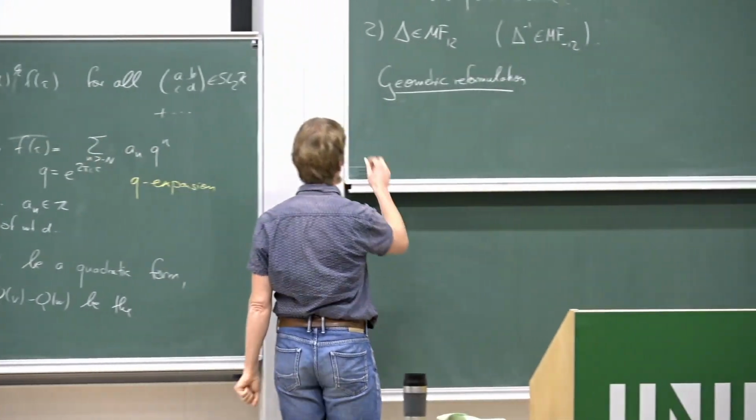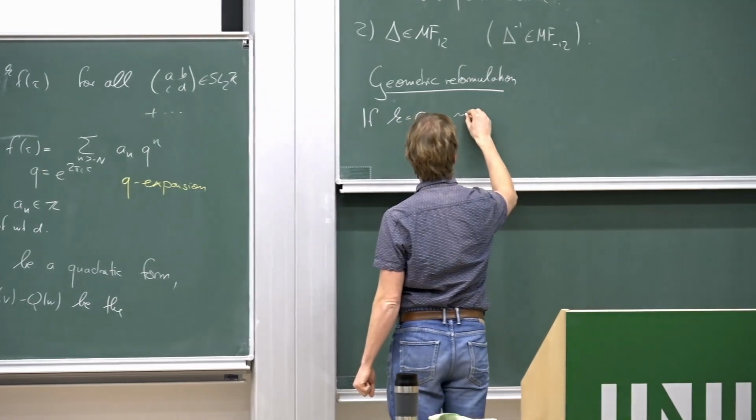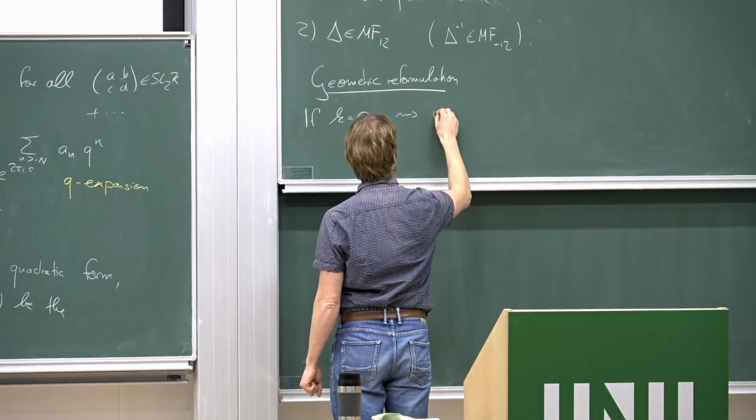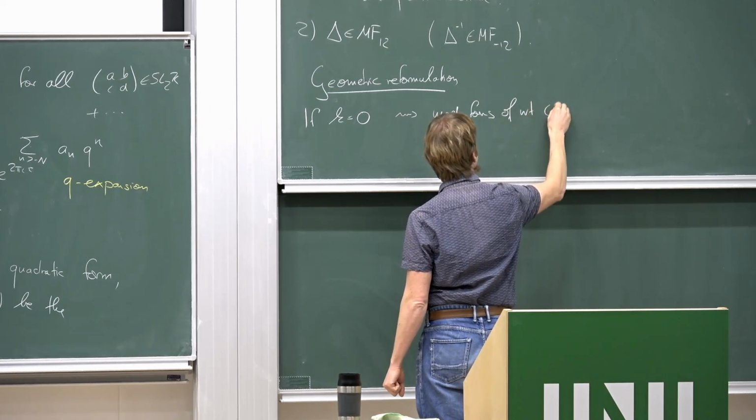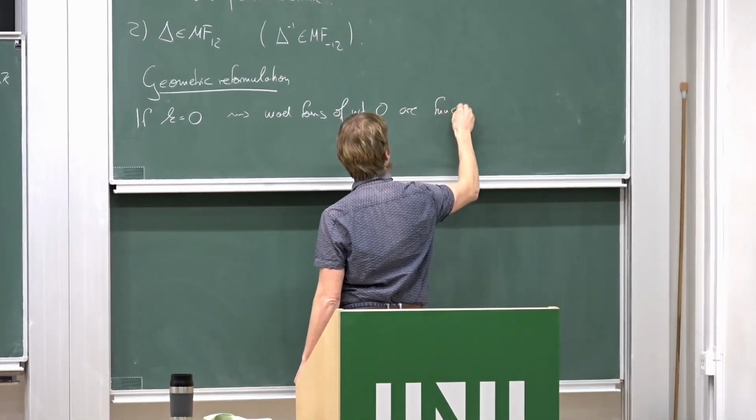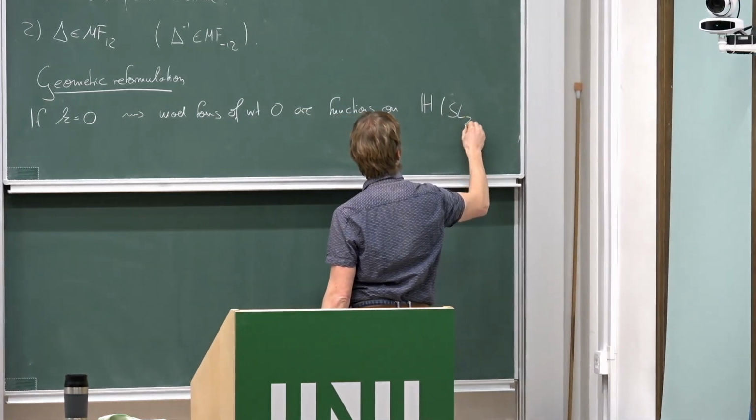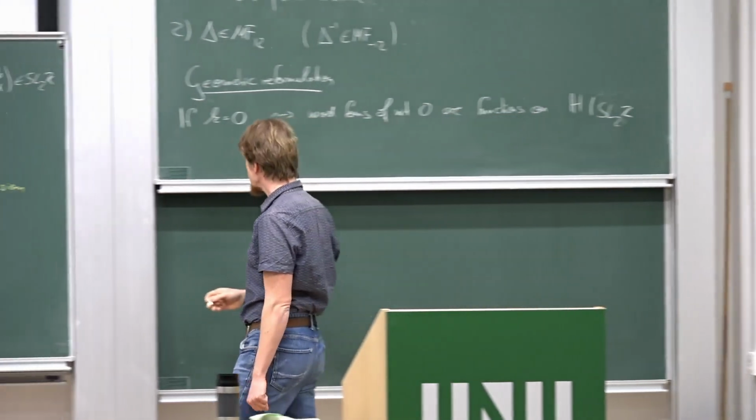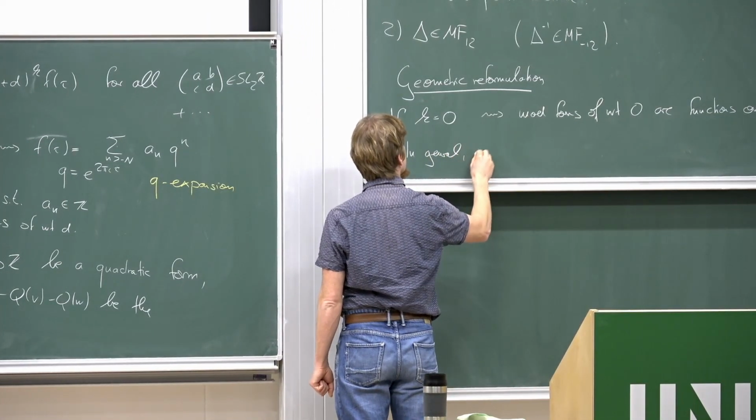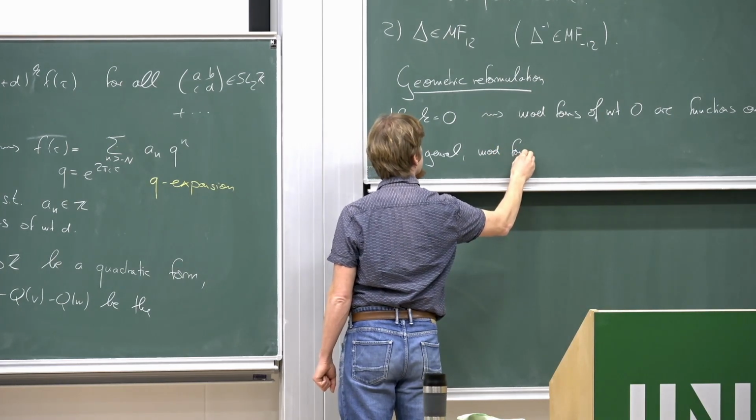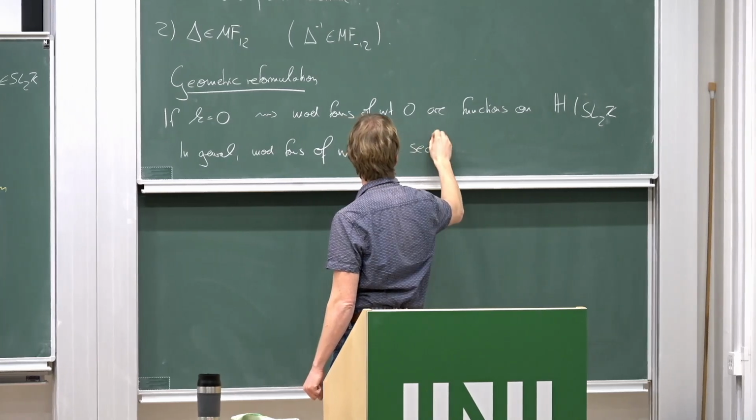So if k is 0, the weight, then modular forms of weight 0 are functions on this quotient of the upper half plane by SL2(Z). So in general, modular forms of weight k are sections of a line bundle.